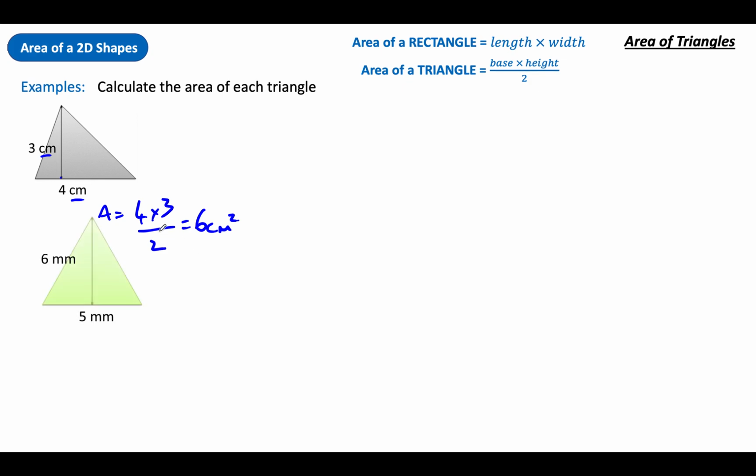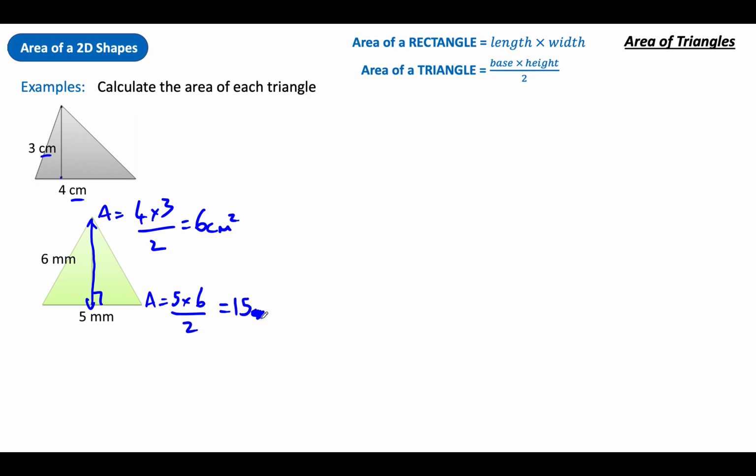Try another one. Here we go, we've got, again, a base of 5, so that's 5, times by a vertical height, which is 6. Remember, that's good, so it goes straight up. Divide by 2. You always halve it, because otherwise you get a rectangle. We don't want a rectangle. We want half of that to get a triangle. Now 5 times 6 is 30. Divide that by 2 is 15.